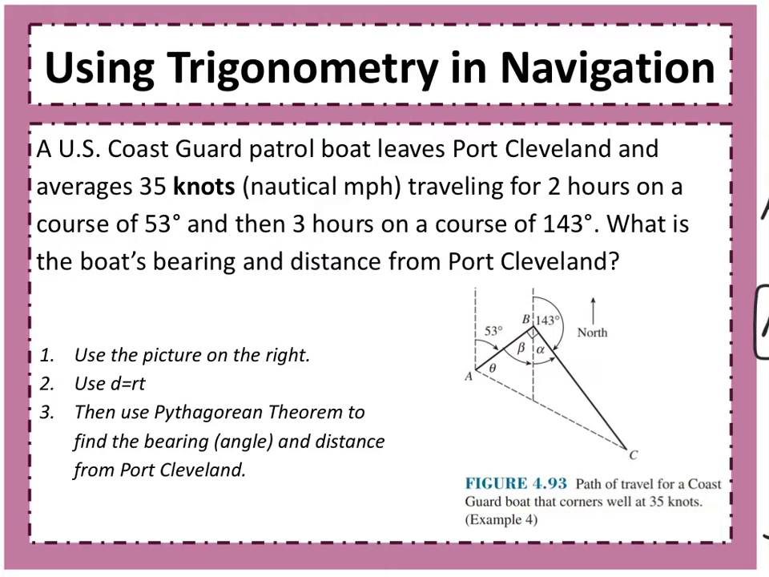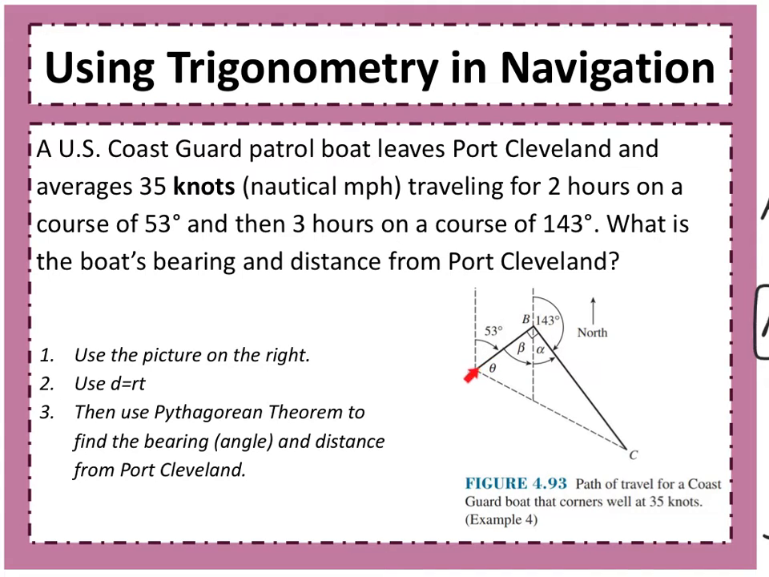A U.S. Coast Guard patrol boat leaves Port Cleveland and averages 35 knots, which is a nautical mile per hour. Think of that as speed. Traveling for 2 hours on a course of 53 degrees. So in navigation on water, you measure everything from north, I've been told. So saying it's on a course of 53 degrees means we are 53 degrees from north. Like that's going up, that's north. So 53 degrees from it.